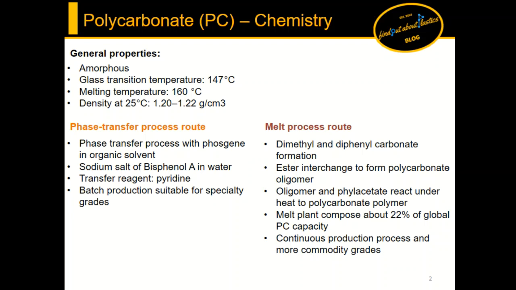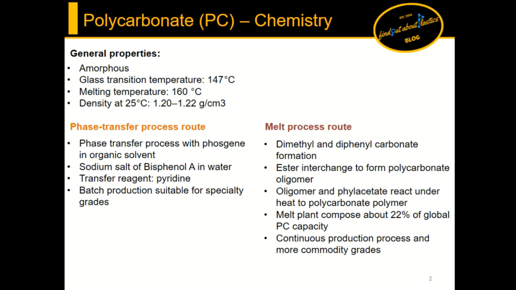The phase transfer process is an interfacial polycondensation between phosgene and bisphenol A in an organic solvent. Phosgene is not environmentally friendly, and therefore a more environmentally compatible process was introduced, which is known as the melt process. The phase transfer route is a batch process and suitable for specialty polycarbonate grades.